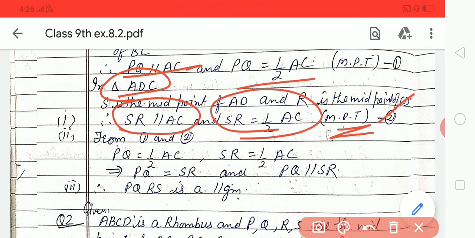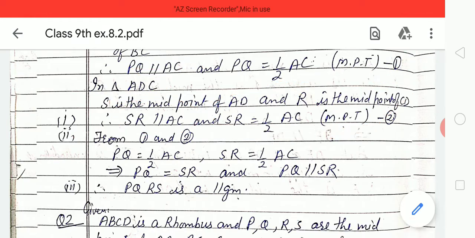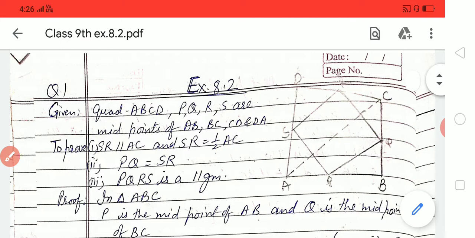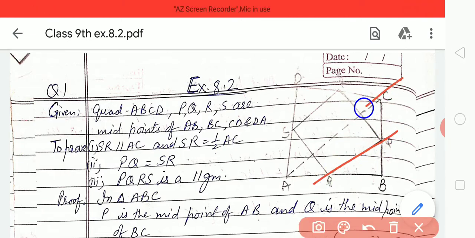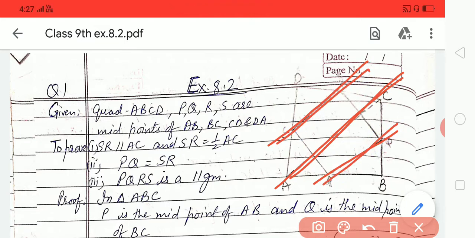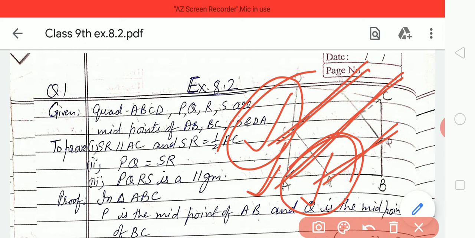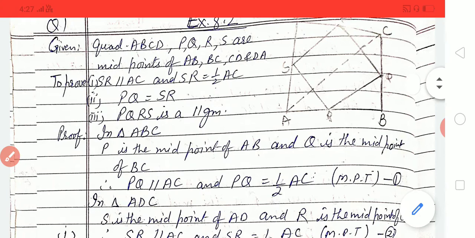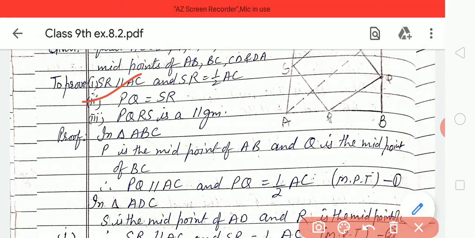Come to the second part. From 1 and 2 we can say, come to the figure, 1 said that PQ is parallel to AC and half of AC. The second said that SR is parallel to AC and also half of it. So both are equal and parallel, because SR is parallel to AC and PQ is parallel to AC, so SR and PQ are also parallel and equal. So from here we get PQ equal to SR, the second point we have proved here.